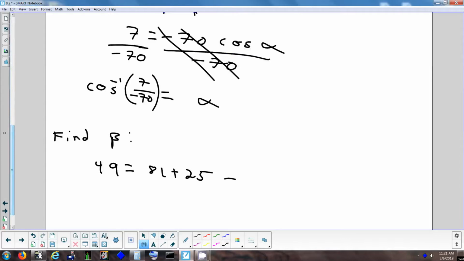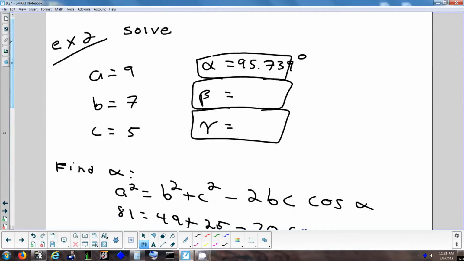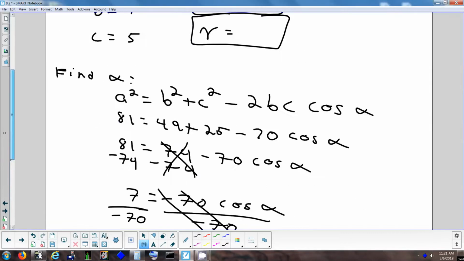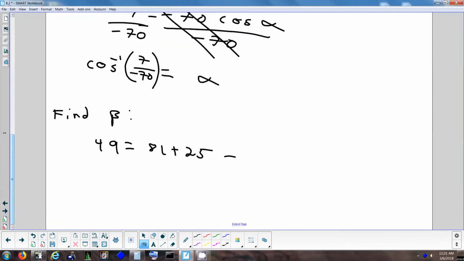Minus 2AC. What's 2 times A times C? 18 times 5. You could think of it as 18 times 5, or you could think of it as 10 times 9, which is 90. So you can change that order to take advantage of a multiple of 10, because multiplication with 10 is easy. So minus 90 cosine beta. Okay. Add the 81 and 25. What's 81 plus 25?